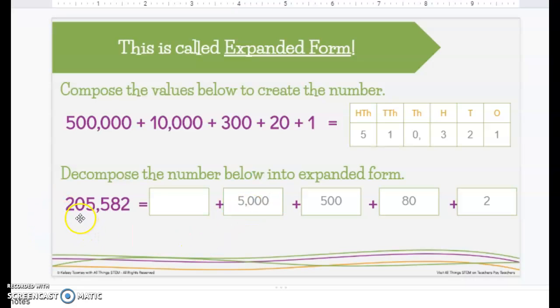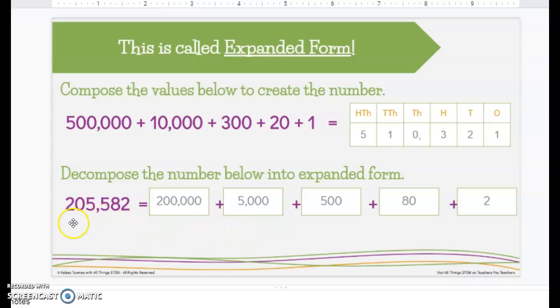And then when you have 0 in a place value, you do not have to include that in your expanded form. So we don't have a value in our 10,000s because the value is 0. So I don't need to include that. But I do have 100,000s. And so 100,000s, we have a 2, so that's 200,000.